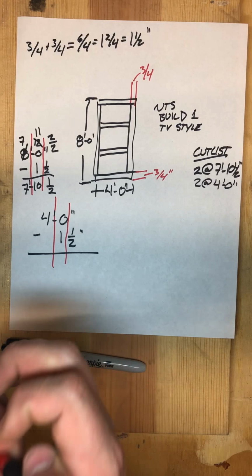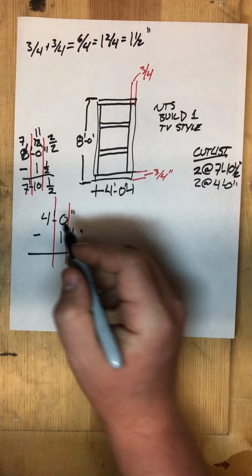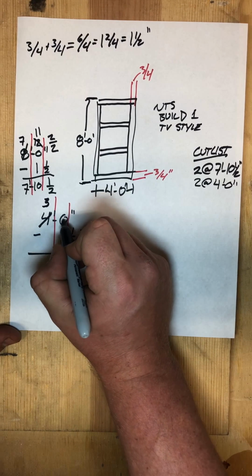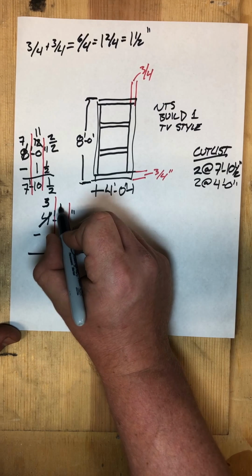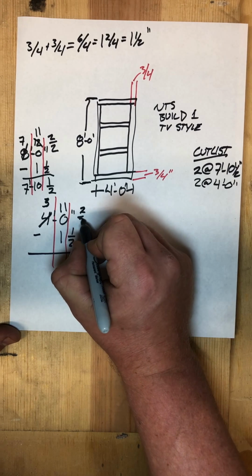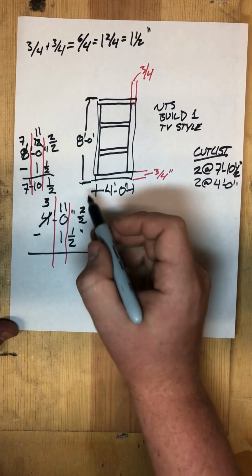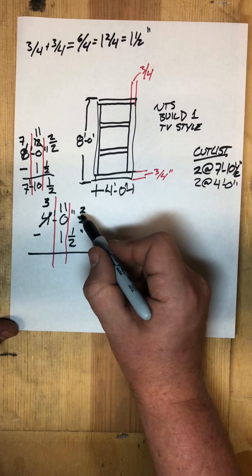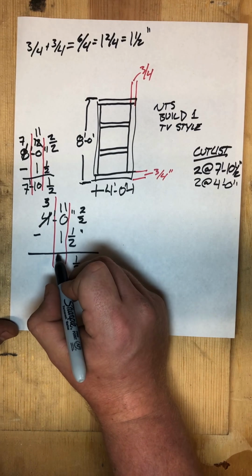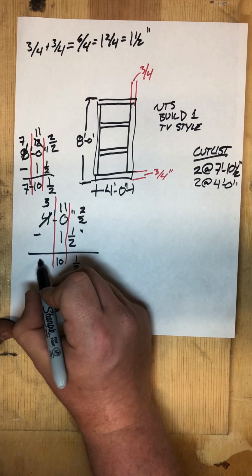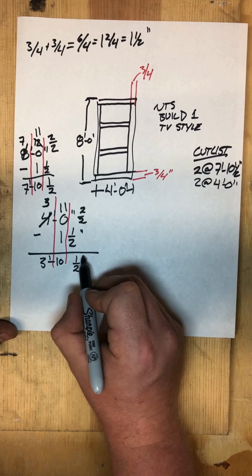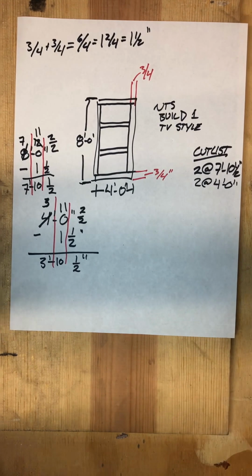And then just like before, we're going to have to do some borrowing. So I take this 4, it turns into a 3. Then I'm just going to put 11 because I already know that I'm borrowing 1. And then my 2 halves. Okay. And then it's just going through the motions. 1 minus 2 is a half. 1 minus 11 is 10. 3 minus 0 is 3. That gives me 3 foot 10 and a half inches.